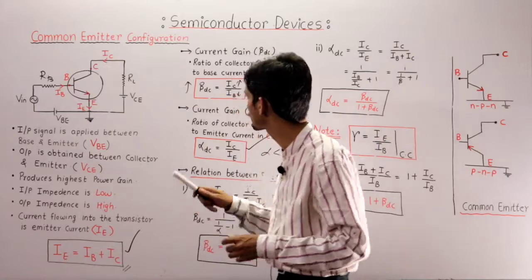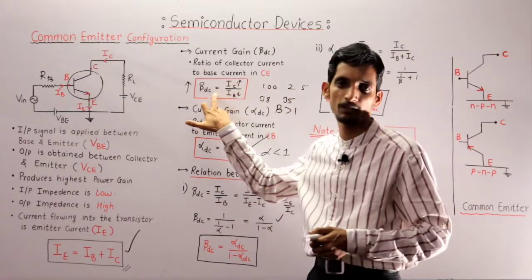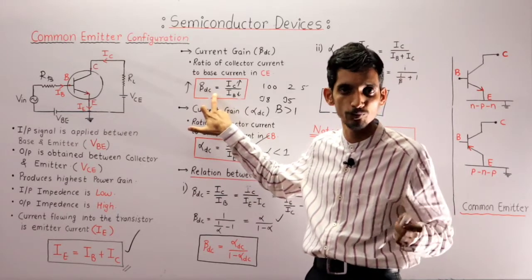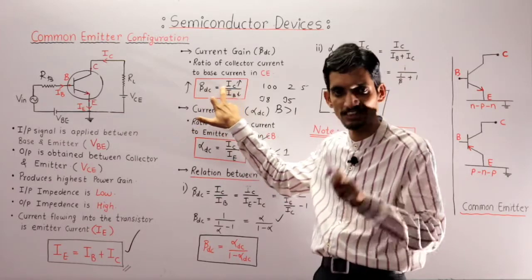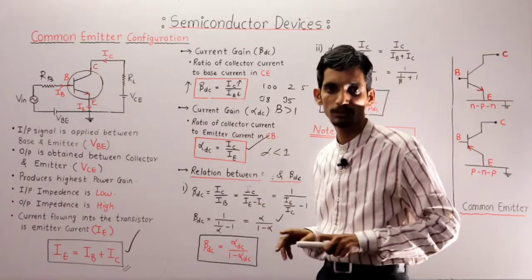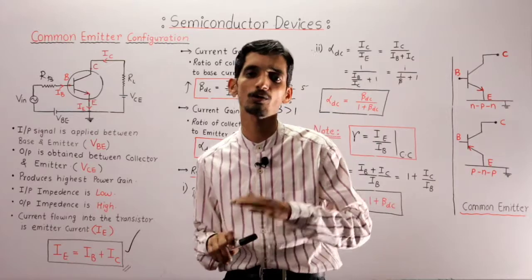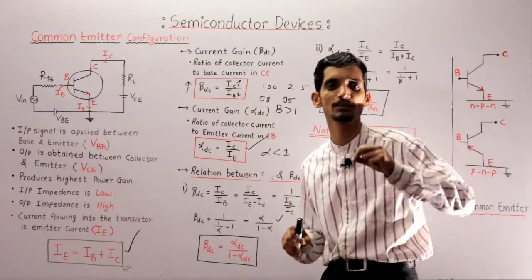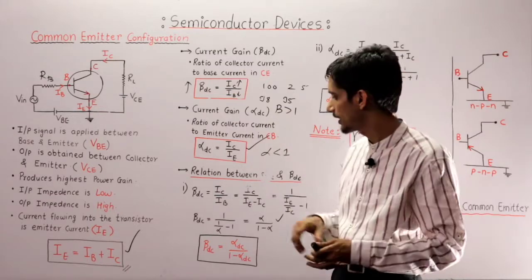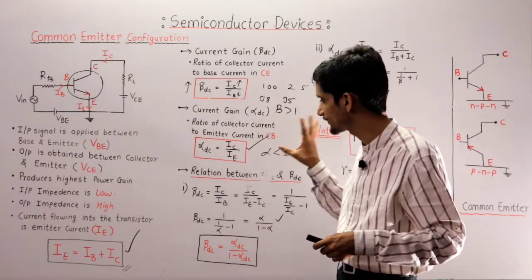So in this particular equation, beta is IC upon IB. Why? Because it is a common emitter. So emitter is common, so definitely emitter current cannot be taken as input or output. So definitely you have to take output as collector current, input as base current. In common base, base is common. So definitely you can't take base current as an input current or output current. So output current is collector current and input current is emitter current, because base is common. That's why you are getting alpha is IC upon IE.